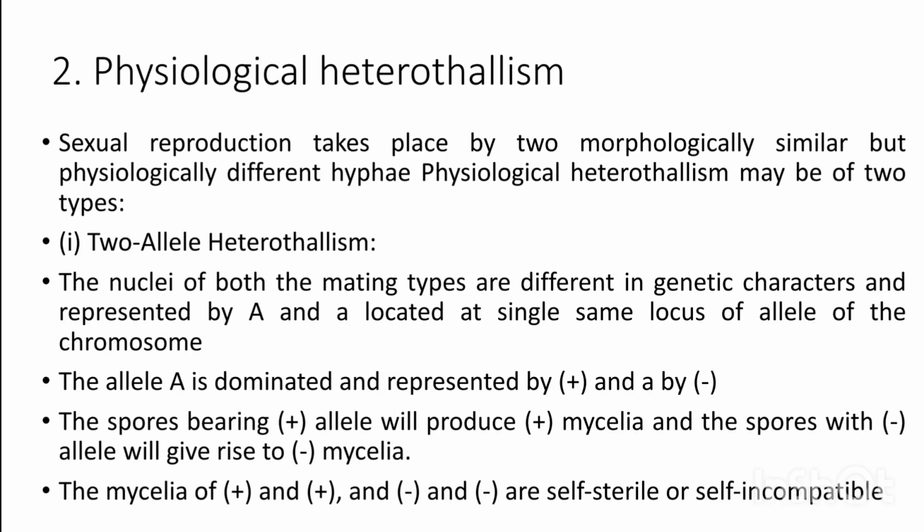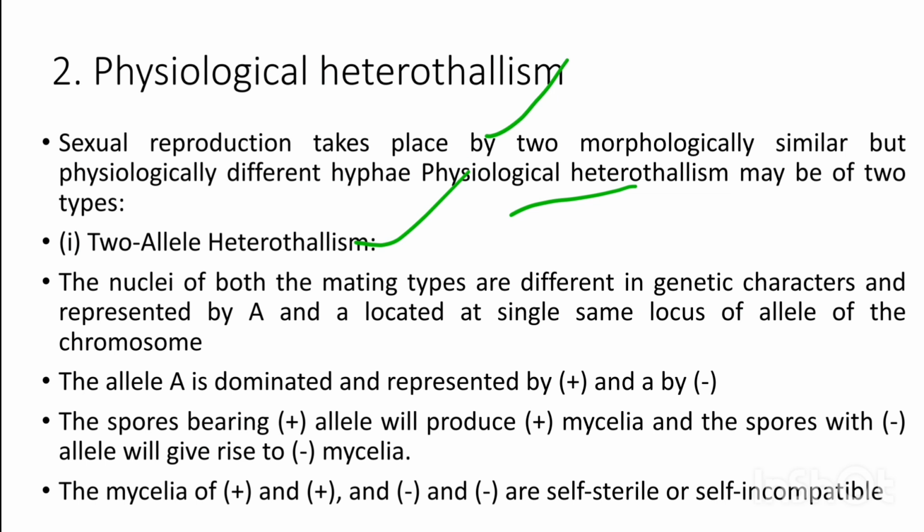Another one is physiological heterothallism, where sexual reproduction takes place between two morphologically similar mycelia. They look similar but they are physiologically different. So it can be of two types: one is two-allele heterothallism, another one is multiple allele heterothallism.